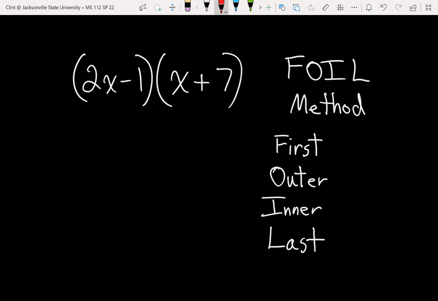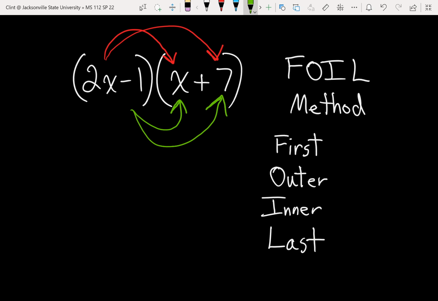So what we're saying is we need to take 2x and distribute it to both terms in the second one. That's the first and the outer terms. And then we take the negative 1 and distribute it to both of the terms. That's the inner and the last term. Really just the distributive property, but that's the order we normally do it in. Technically, if you do a different order, as long as you get all the multiplications done, you end up with the right answer. It may just be in a different order.